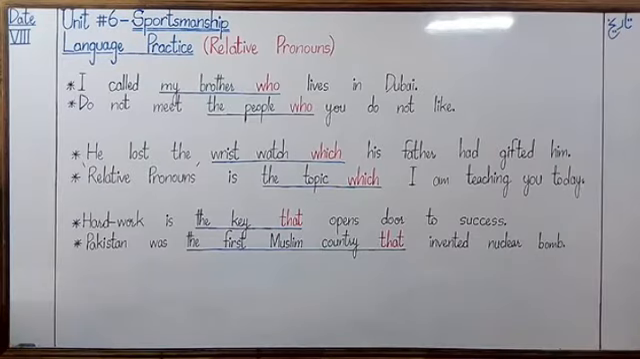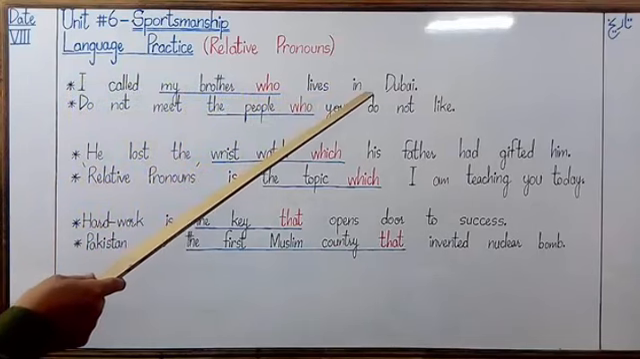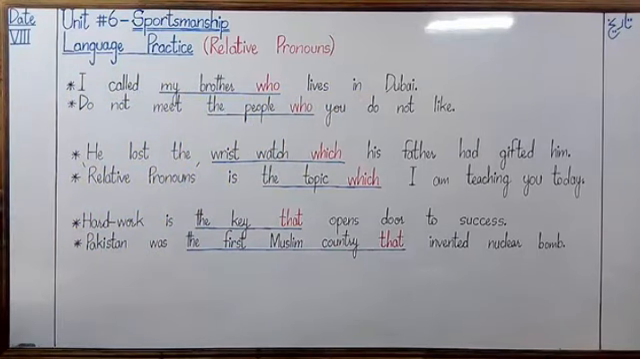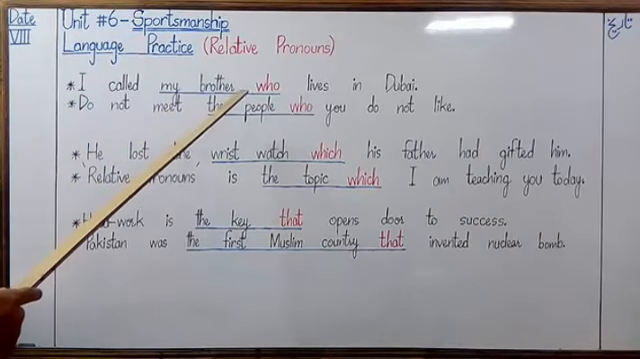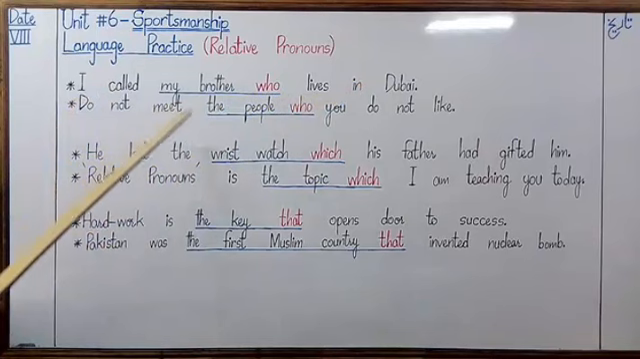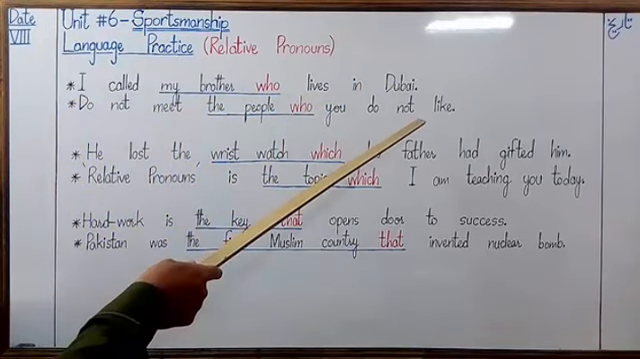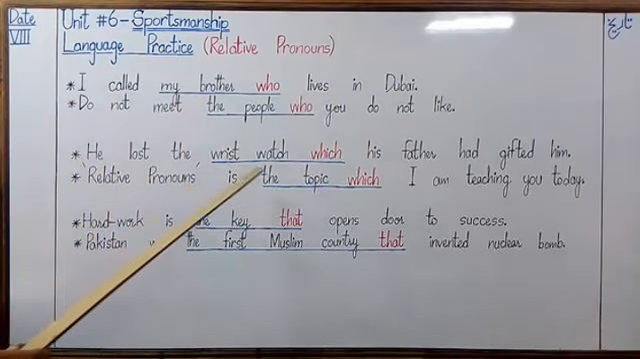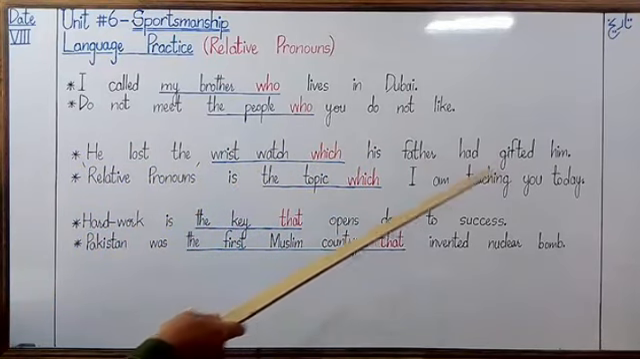Here you can see I have given you some examples of who, which and that. Let's understand these three relative pronouns with the help of examples. I called my brother who lives in Dubai. First I will read out all these 6 sentences, then I will explain the relation between the noun and the relative pronoun. I called my brother who lives in Dubai. Do not meet the people who you do not like. He lost the wristwatch which his father had gifted him.